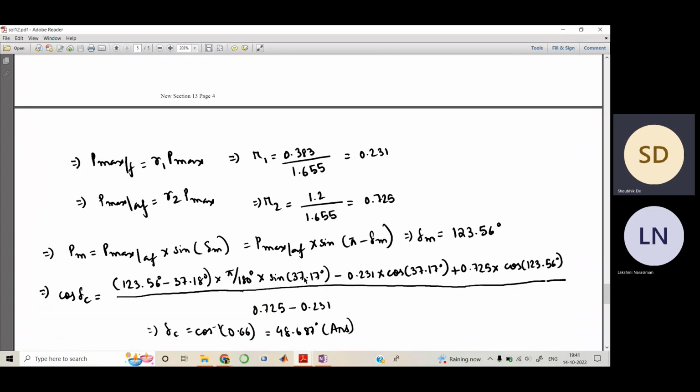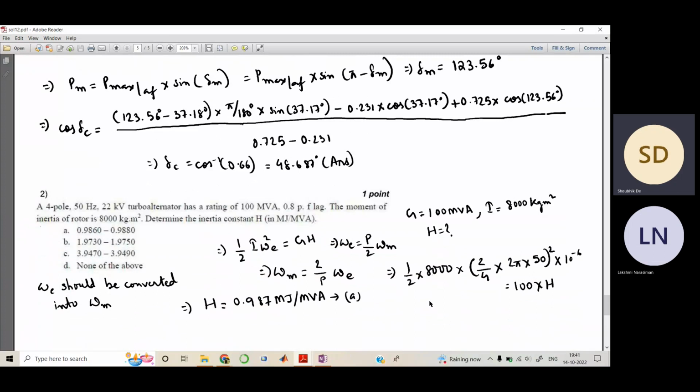So this was the whole problem. It was a pretty lengthy problem, but it is a very common phenomenon in power systems, and you can expect this kind of problem in the exam. I hope this was clear.